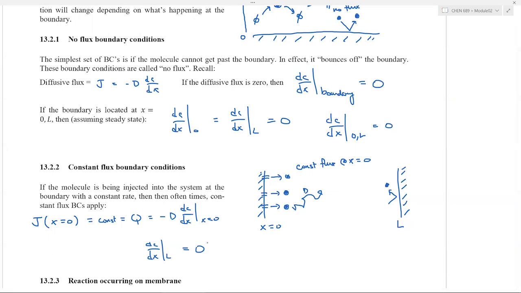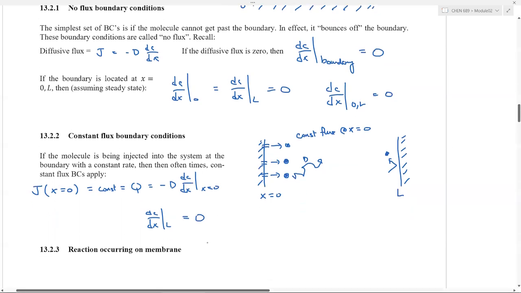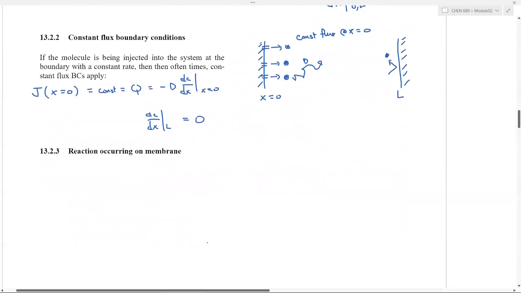Last one that I want to go through today. I got through 3 pages of 7 pages of notes. The last one I wanted to go through today is what happens if we have a system where there's a reaction taking place at one of the boundaries. This is really important for biological systems, because a lot of times the boundary of your system is the cell membrane, and a lot of times there are reactions taking place specifically at the membrane.